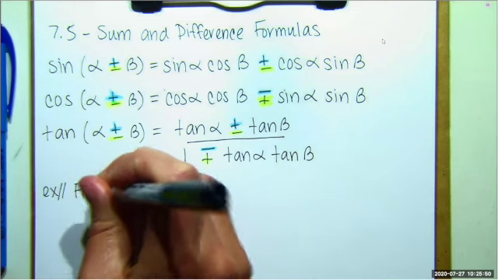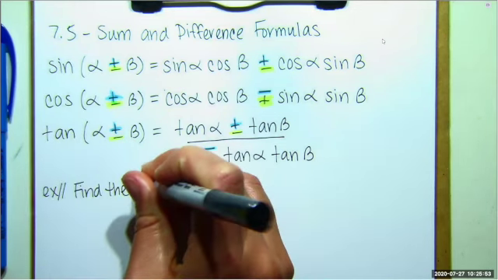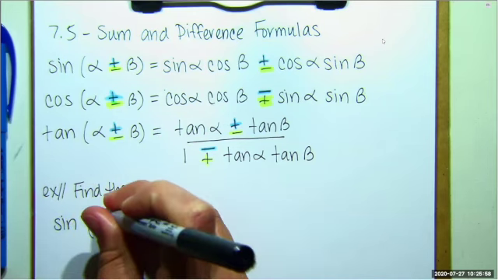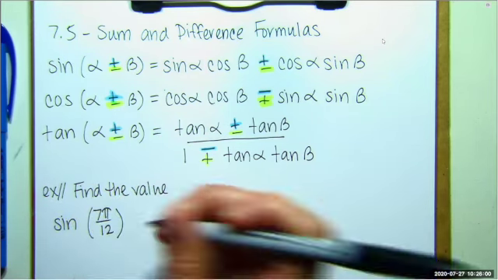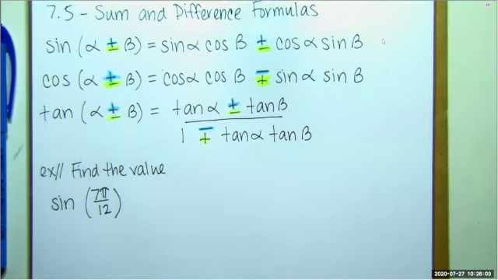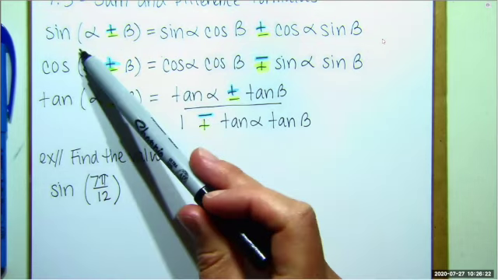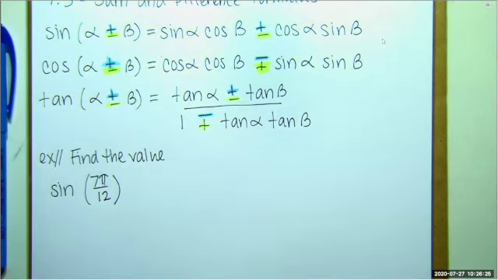let's find the value of sine of 7 pi over 12. Okay, so the first thing you should notice is 7 pi over 12 is not a multiple of 30, 60, 90, or 45, 45, 90, or pi over 3, pi over 4, pi over 6, pi over 2, right? Those are the ones we know how to do by hand. So our goal is to write it as the sum or difference of 2 angles that we do know how to evaluate by hand.